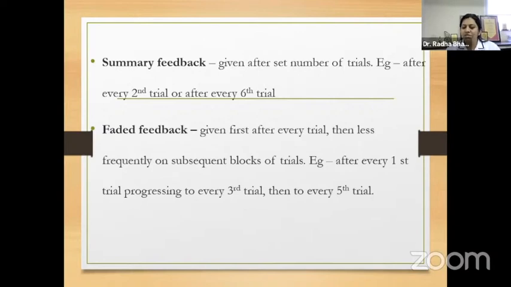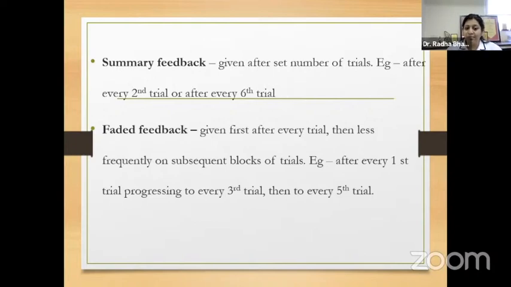So the strategies we are discussing about practice and types of feedback, you have to mix and merge and decide patient to patient, as well as in that particular session, what type of thing you would like to use.